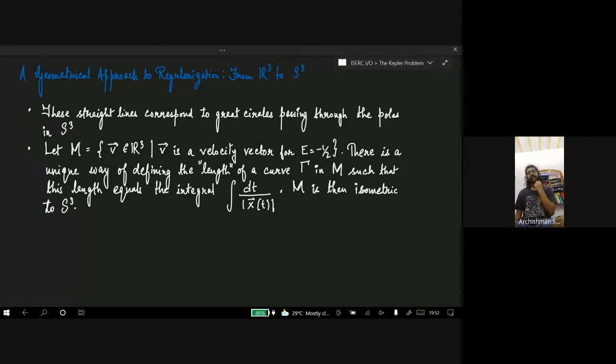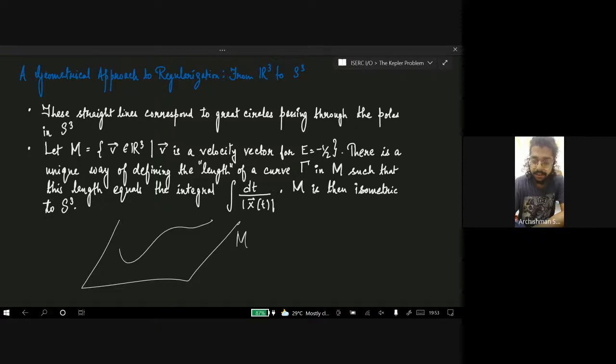And so yeah, this is how we end up regularizing the problem. And there's this amazing theorem that says that if I consider the velocity space, and I am also considering the point at infinity, then if I consider any curve in this velocity space, so I have this velocity space M, and I have some curve, let's call this gamma, and I consider walking on this curve, or let's say I want to find out the length of this curve gamma.